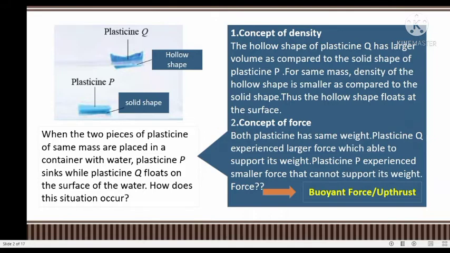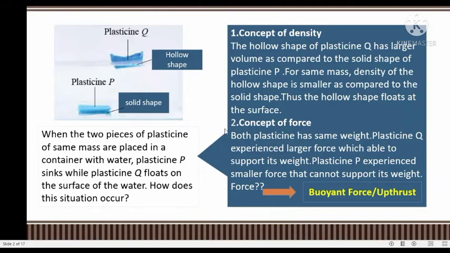So let's look at the explanation. The hollow shape of plasticine Q has larger volume as compared to the solid shape of plasticine P. For the same mass, the density of the hollow shape is smaller as compared to the solid shape. Thus, the hollow shape floats at the surface, because its average density becomes smaller due to the larger volume of the hollow shape.